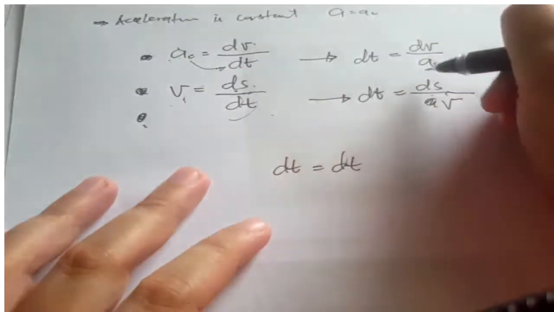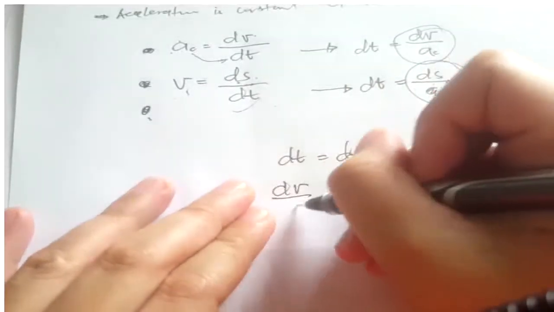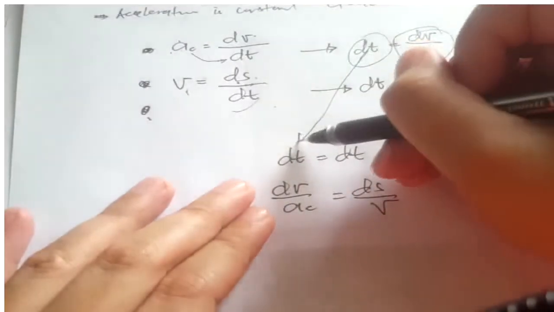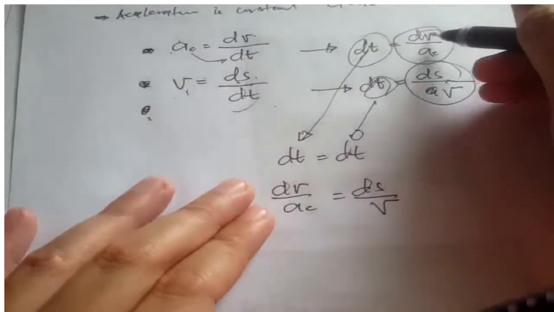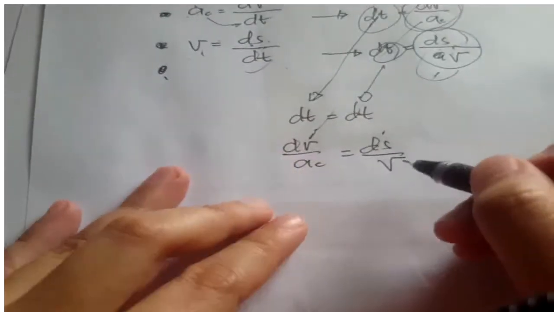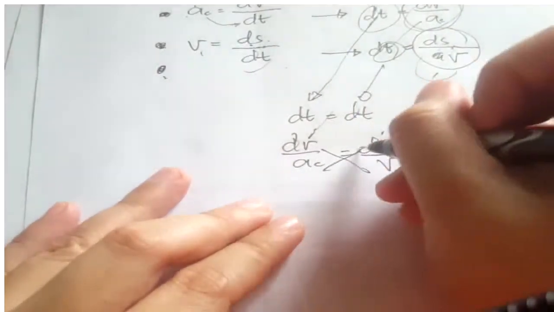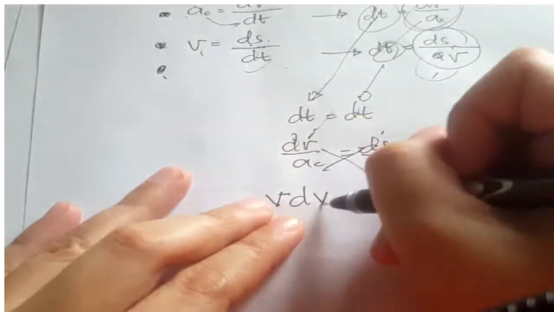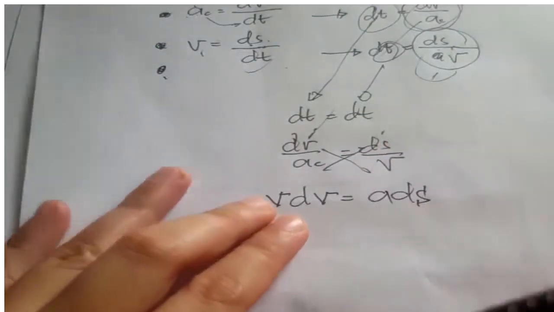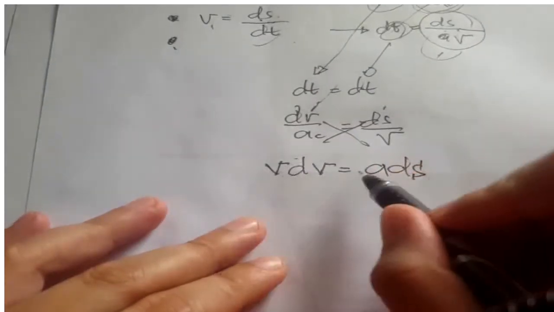Since they are both equal, you can now substitute the value of this dt, which is dv over a, is equal to ds over v. So the first dt here and the second dt there, and substitute the values. You can now arrive at this formula. And then let's do some algebra. The cross multiplication, we have v dv is equal to a ds.